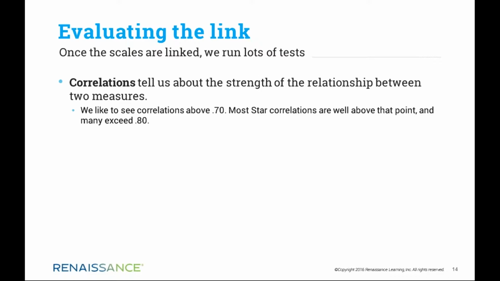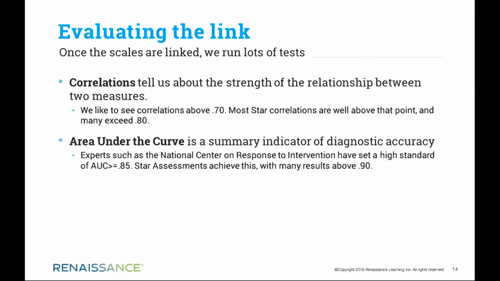I'm happy to say that STAR correlations are generally in the mid to high 0.7s and into the low and the mid 0.8s, which is quite good. All that says is that STAR and the other tests, for example, state summative tests in reading or math, are sorting the kids in about the same way. So correlations are a helpful indicator, but they don't actually tell us about accuracy. And for that, we use a number of other measures.